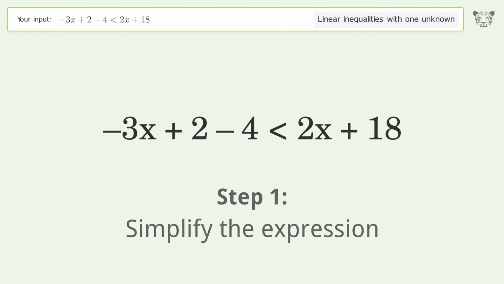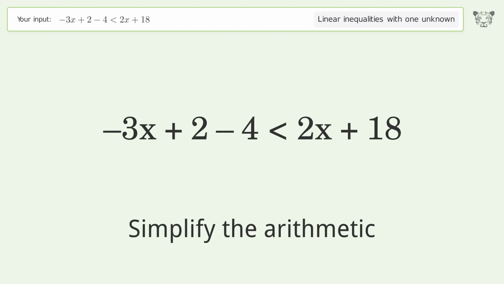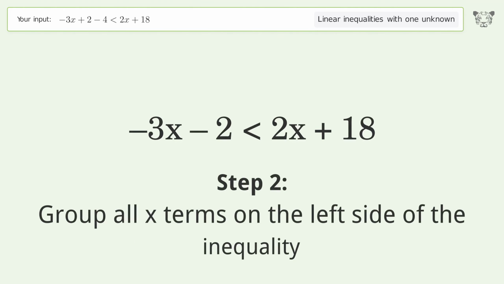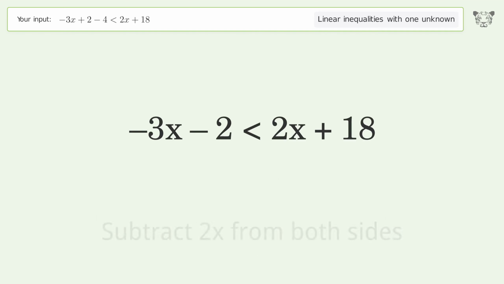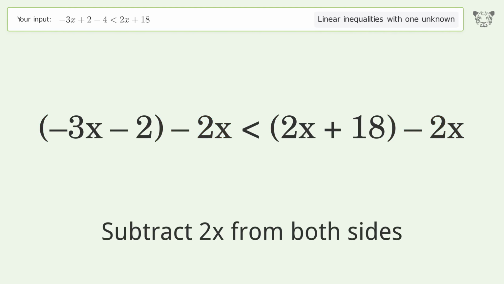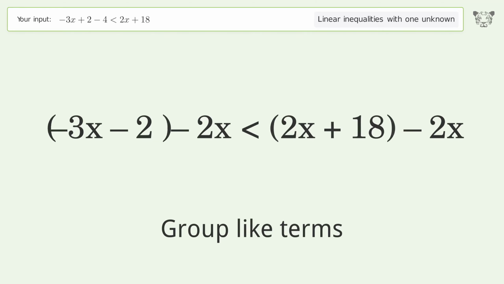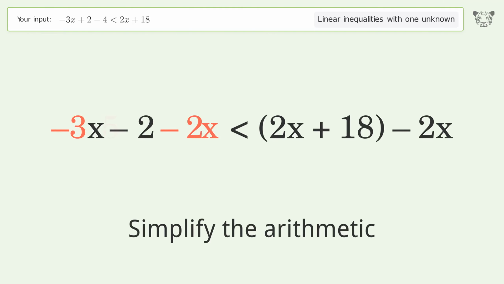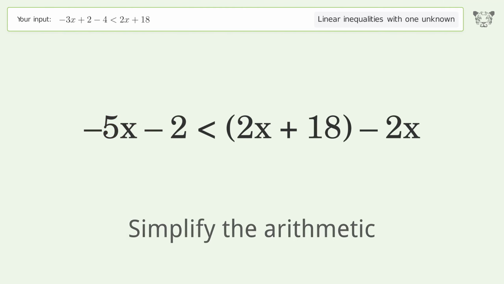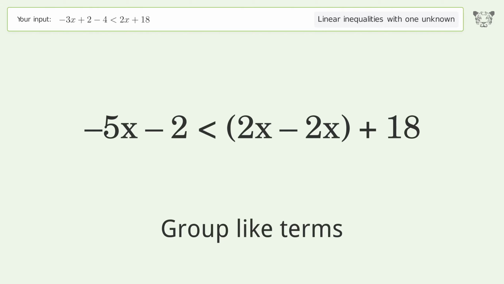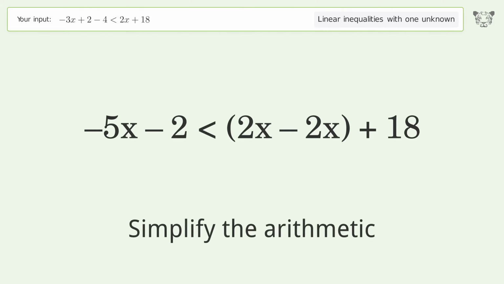Simplify the expression. Simplify the arithmetic. Group all x terms on the left side of the inequality. Subtract 2x from both sides. Group like terms. Simplify the arithmetic. Group like terms. Simplify the arithmetic.